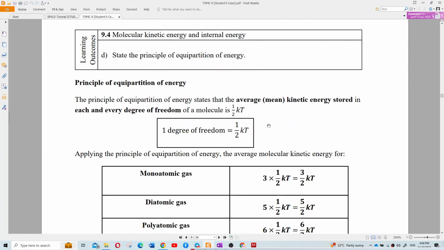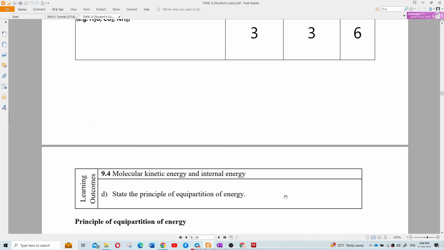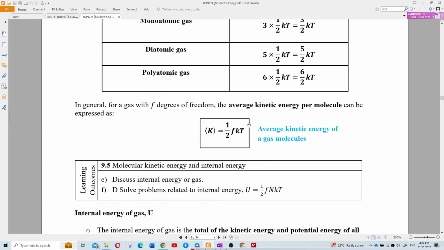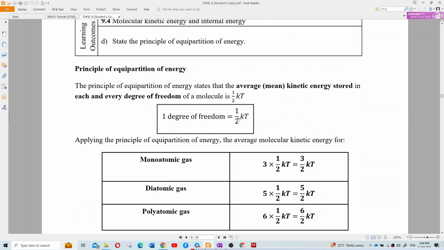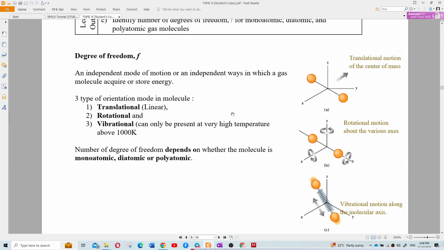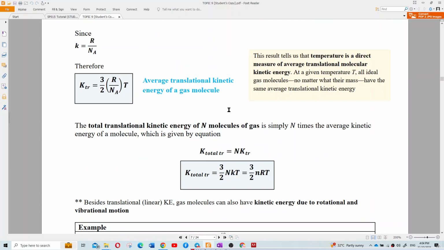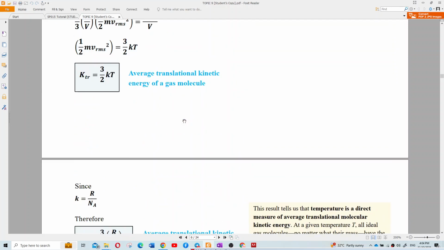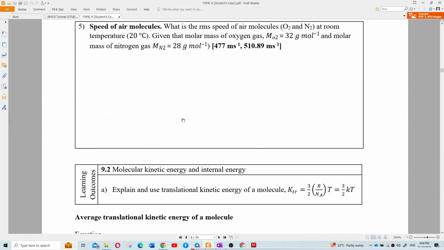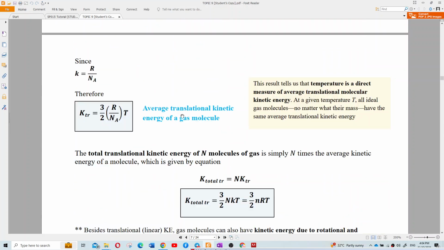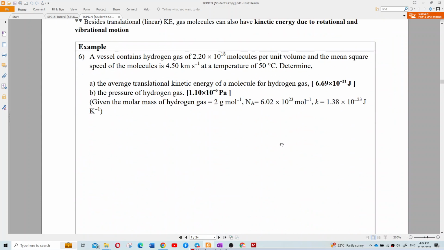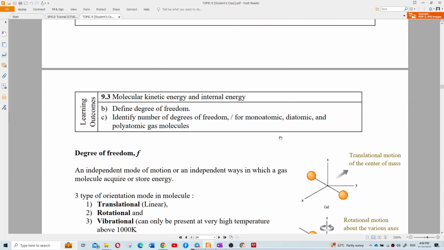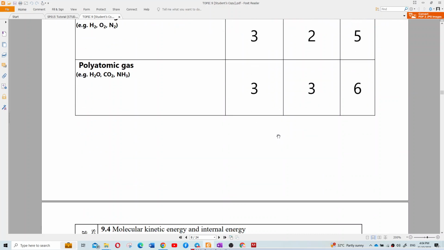Maybe some of you see it as confusing. You see so many formulas. Why is this per molecule, 1 over 2 FkT? You don't understand. Now I make you understand already. Now, total translational: why got NkT, got nRT? I already explained everything to you, without you realizing it. Never mind, later we do questions and you can understand even further.